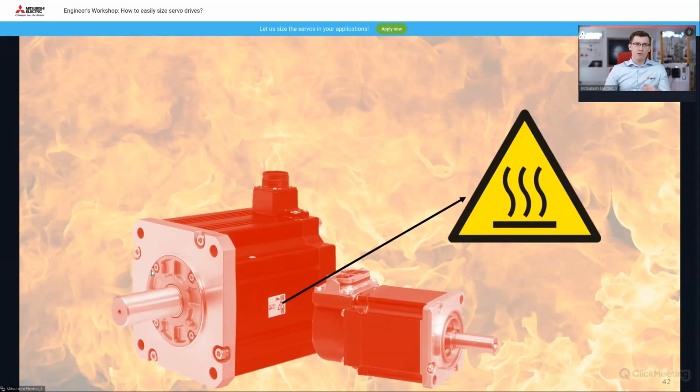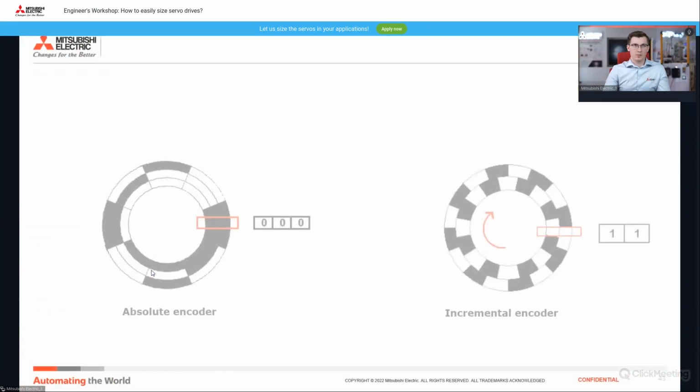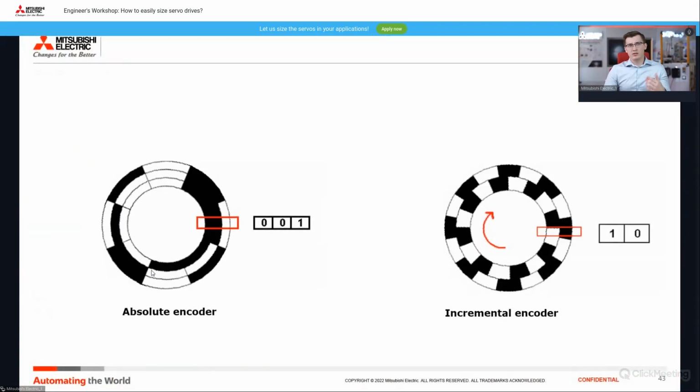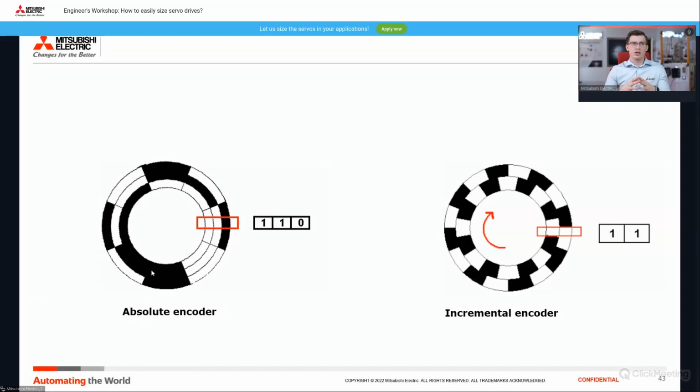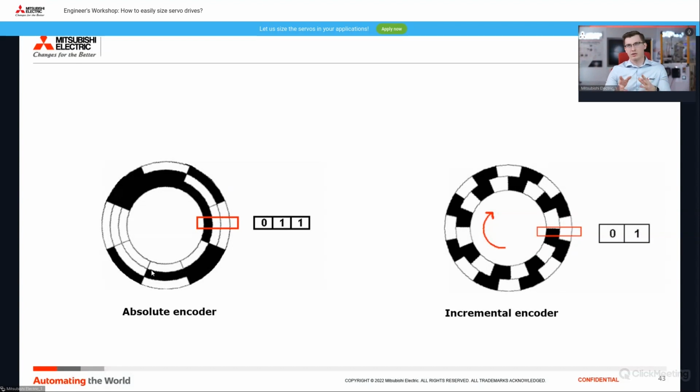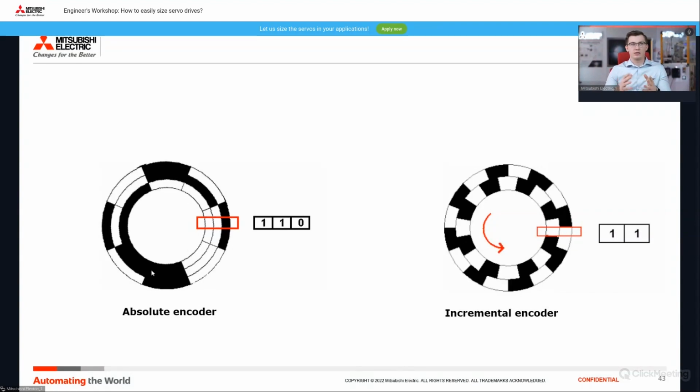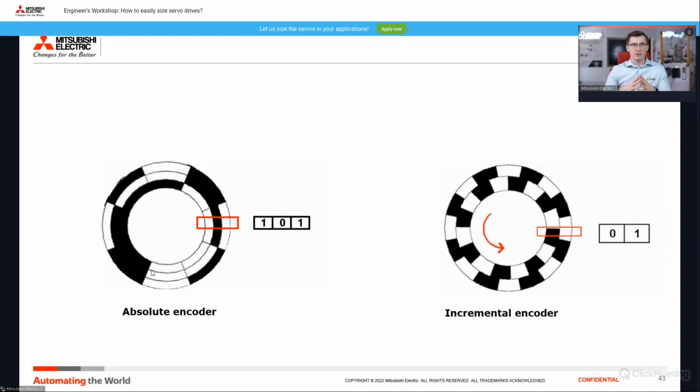Okay, of course, the servo motors are divided: they have the motor part and there is the encoder part. Encoders in the servo, I will go through this quickly. We have absolute encoders and incremental encoders. This is the basic way we can divide the encoders.